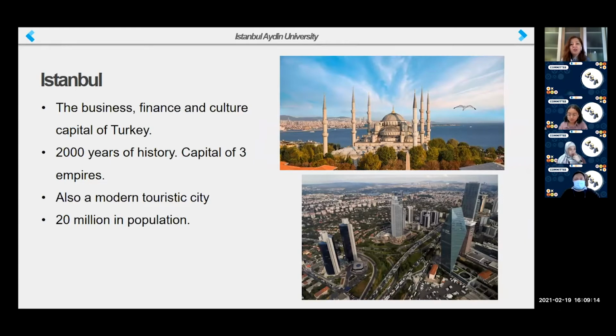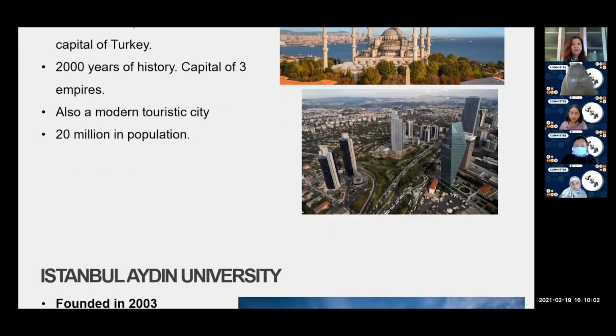Of course, Istanbul is not just a very historical and touristic city, it's also a modern city. It's the business, finance, and culture capital of Turkey, honestly. So many activities all the time going on. We have 20 million people in our population, but again, so many tourists visiting every summer so that the population increases. Of course, lots of historical monuments because of our 2000 years of history. This has been the capital of 3 empires. So you see beautiful mosques, churches, all kinds of beautiful buildings like aqueducts from Roman times, etc. So there's so much to see in Istanbul.